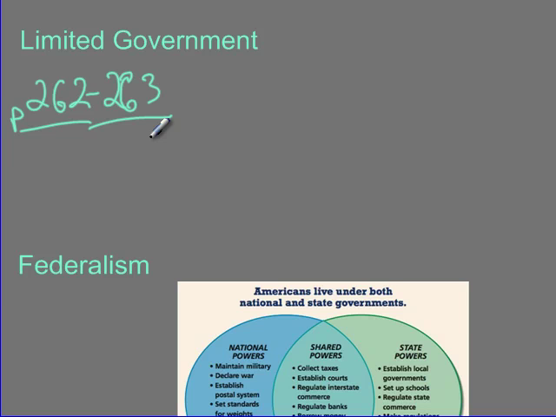Limited government is basically, another way to think of it is rule of law. What the framers of the Constitution wanted to make sure happened is that the government couldn't get too powerful, and the people in charge wouldn't abuse their power. So what this really means is that all United States citizens, no matter what position of power you're in, have to follow the rules and have to follow the law.